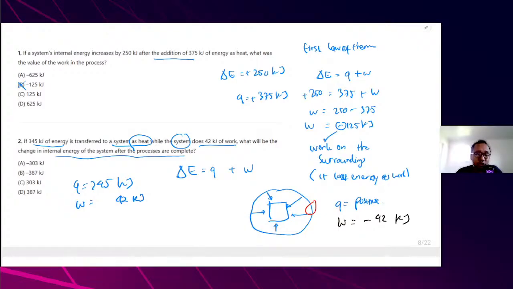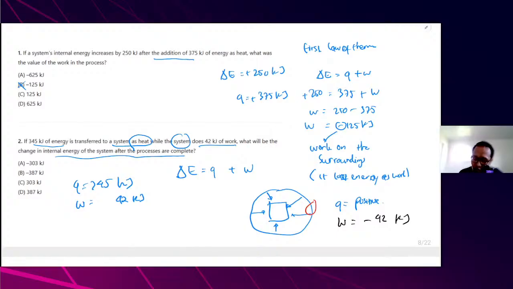It lost energy as work. So, like, the system did work on the surrounding here, not on the system. Okay, remember, the system did work on the surrounding.